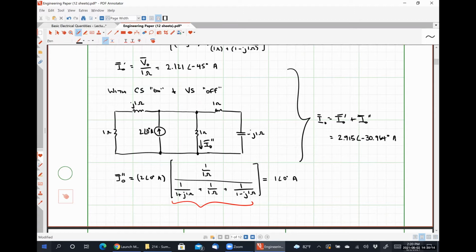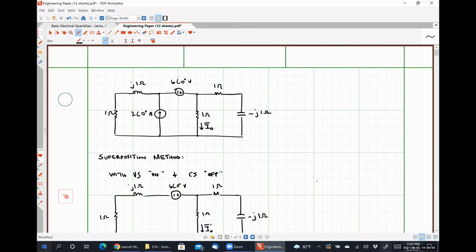So let's mix things up and do a source transformation method. All right, so let me scroll up here. I'm just going to copy this circuit.